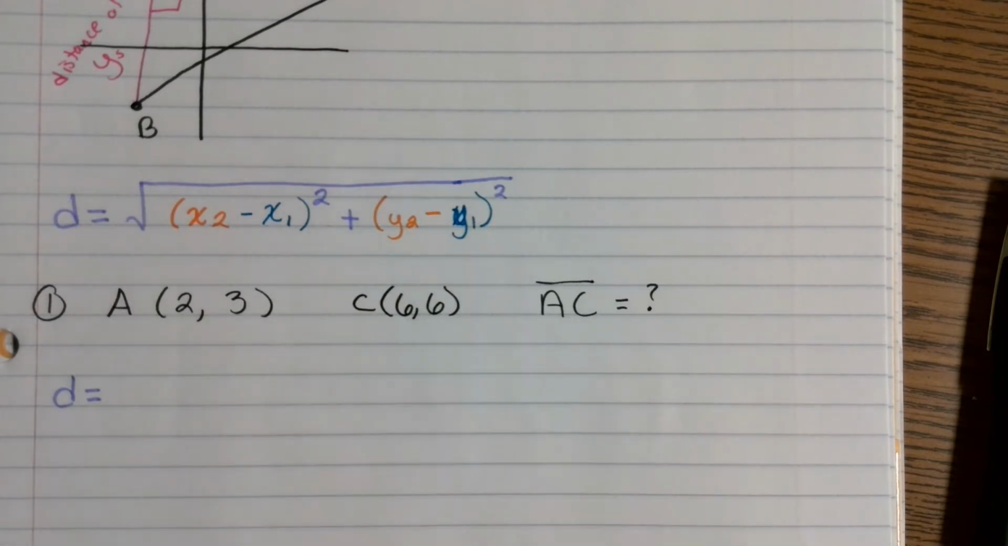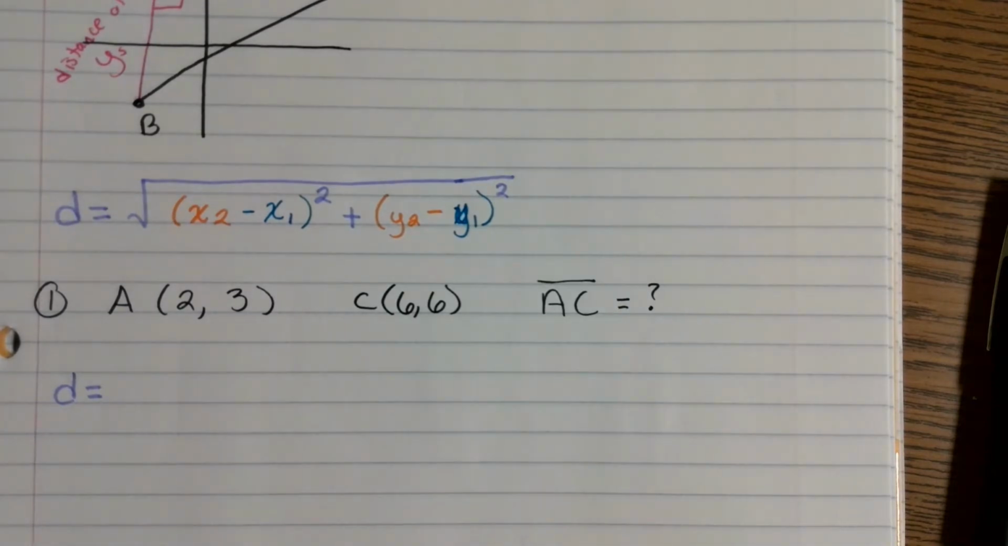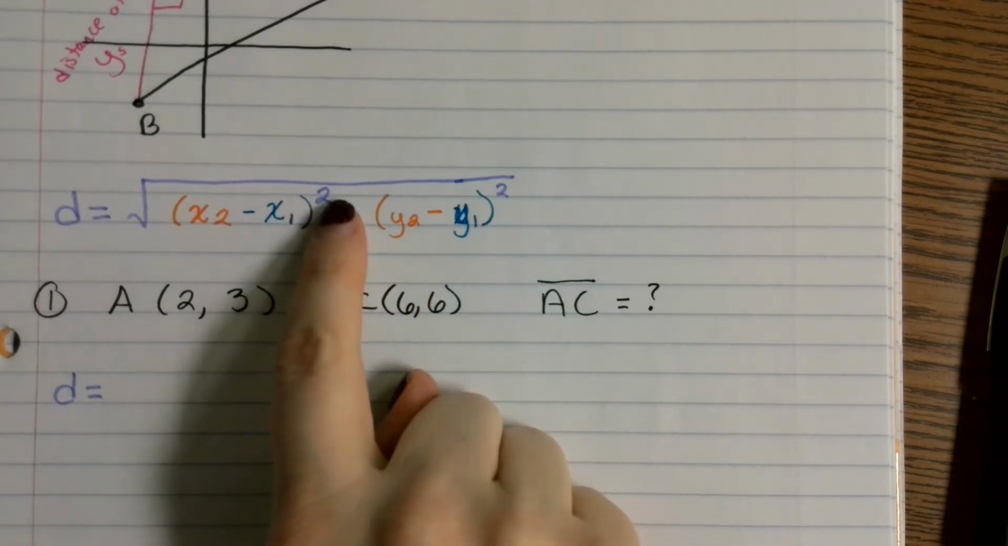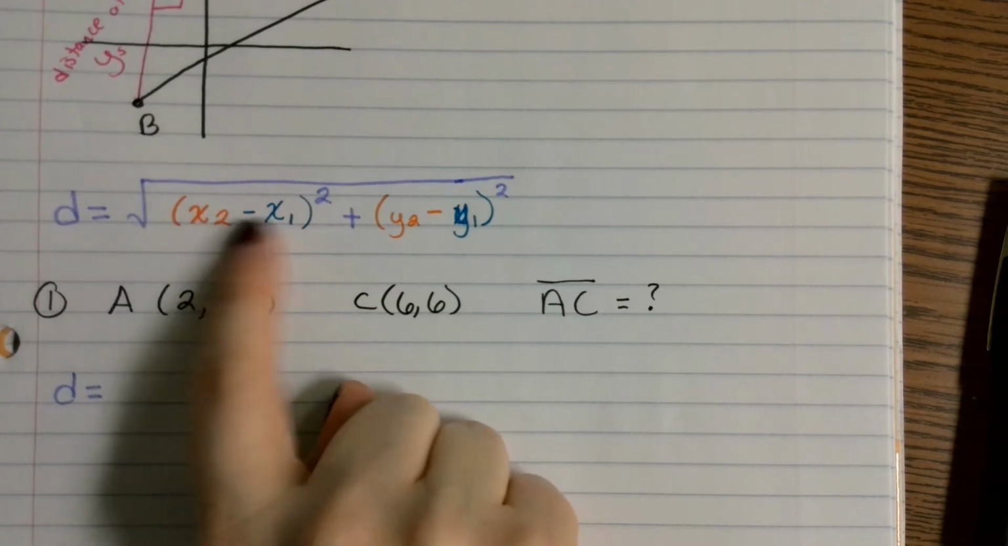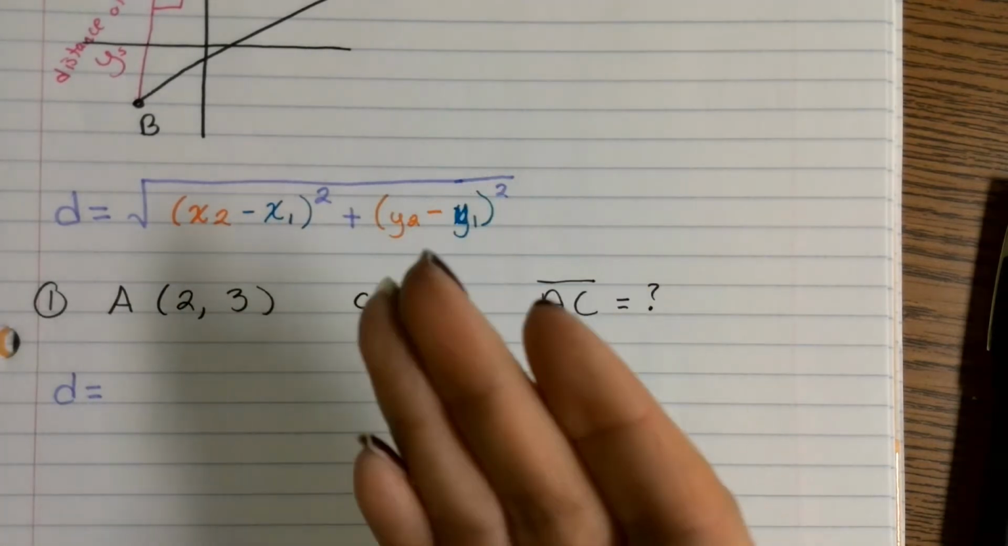But what is 7 minus 2? And what's 5 squared? 25. What's 2 minus 7? And what's negative 5 squared? 25. So because of the fact that you're squaring that difference, it doesn't matter the order that you subtract it in. It's going to eliminate that negative no matter what.